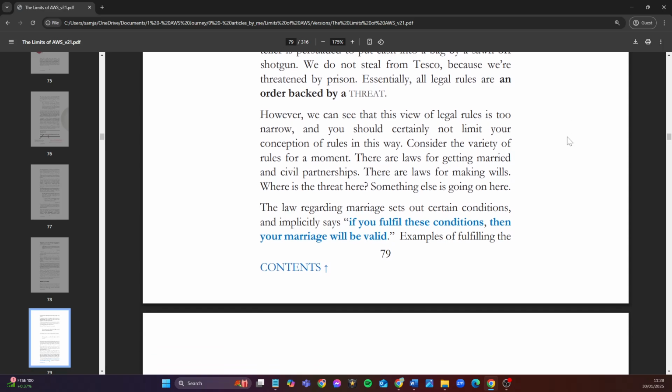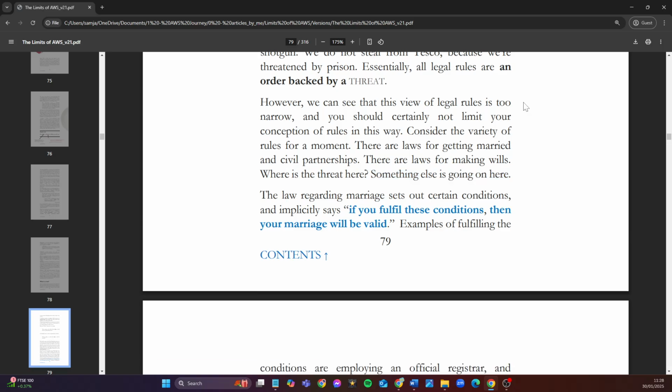However, we can see that this view of legal rules is too narrow, and you should certainly not limit your conception of rules in this way. Consider the variety of rules for a moment. There are laws for getting married and civil partnerships. There are laws for making wills. What is the threat here? So something else is going on. It doesn't work to think of all legal rules as threats.